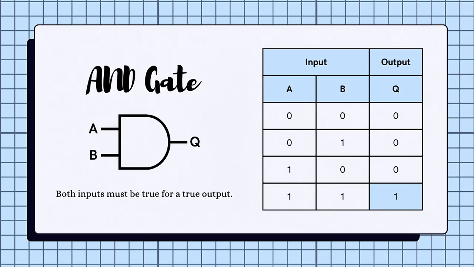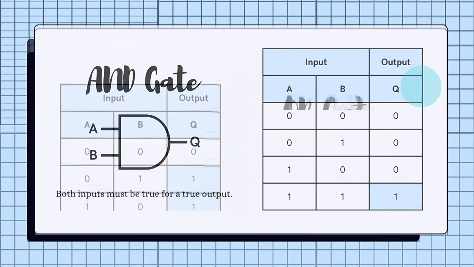Only when both input A and input B are 1 does the output become 1. This confirms the AND gate allows conductivity only when all inputs are on. As you can see, I have an example right here showing what I just explained.